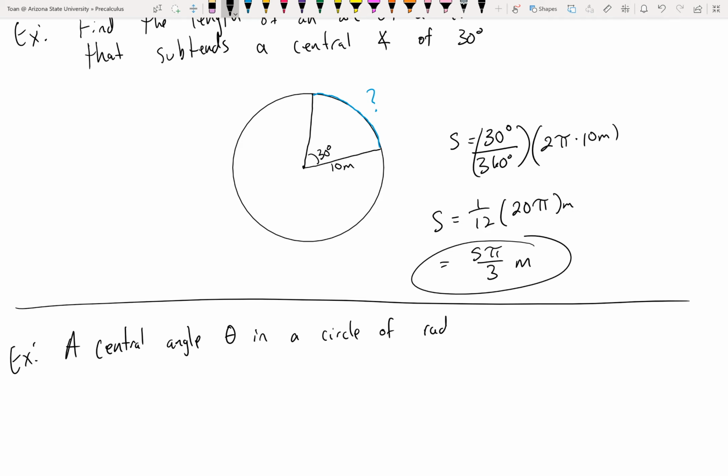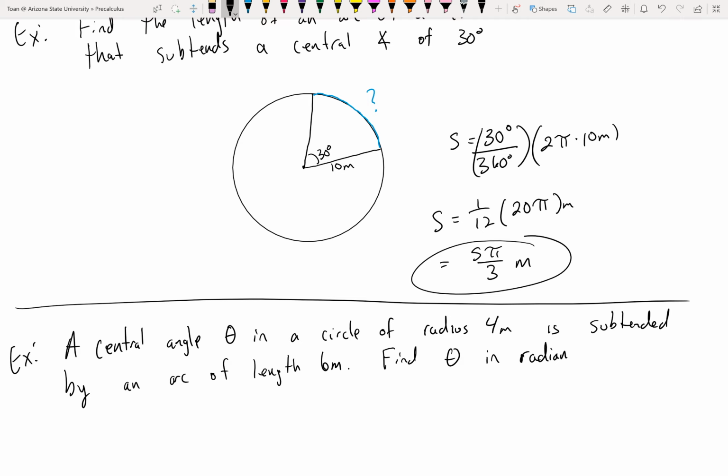of radius 4 meters is subtended by an arc of length 6 meters. Find theta in radians.